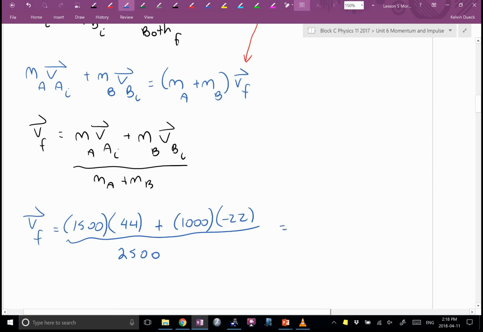Now, if I get a positive answer, look up. Here's what happened. Here's car A and here's car B. If I get a positive answer, car A won and car B ended up going backwards. If I get a negative answer, car B won the collision and car A ended up going backwards. So for a direction, we'll finish by saying in the direction of car blank. What do you get for magnitude?